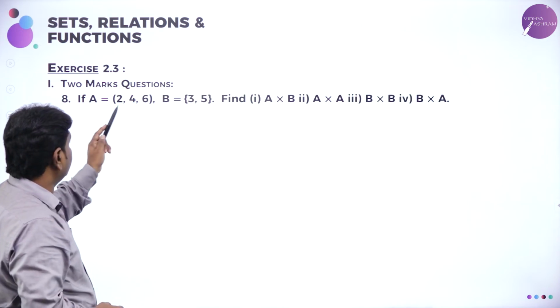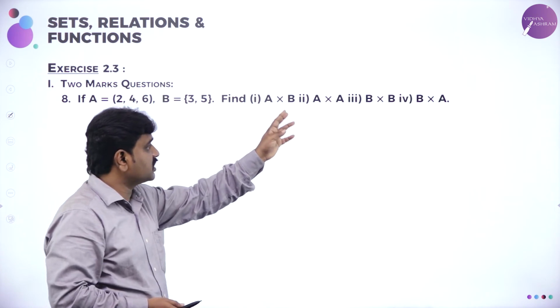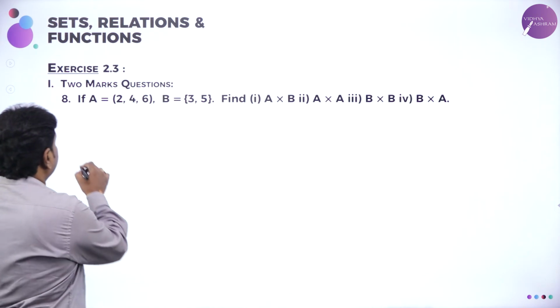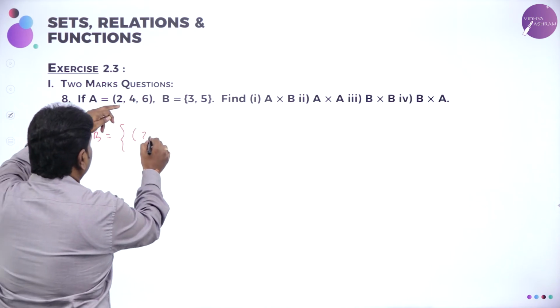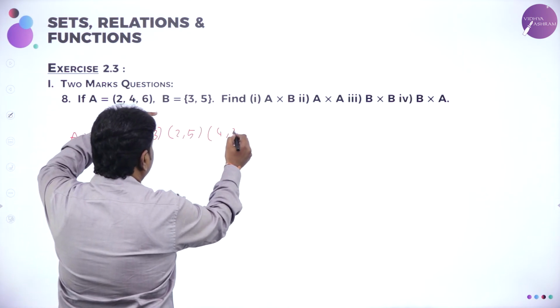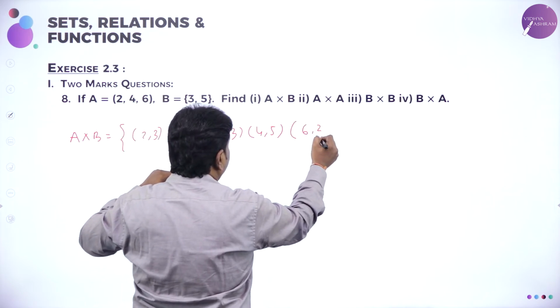Then, the 8th one: A is {2, 4, 6}, B is {3, 5}. Find A cross B, A cross A, B cross B, B cross A, directly. So, A cross B. What is A cross B? Club the elements: (2,3), (2,5), then (4,3), (4,5), then (6,3), (6,5).